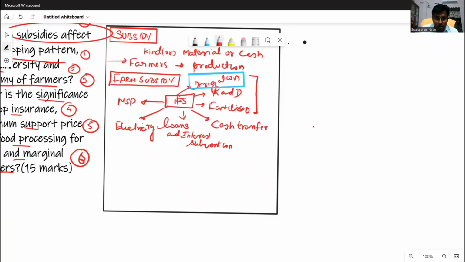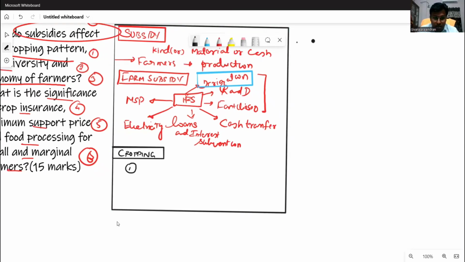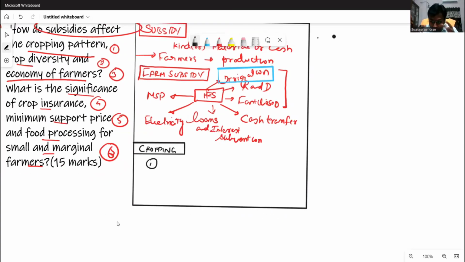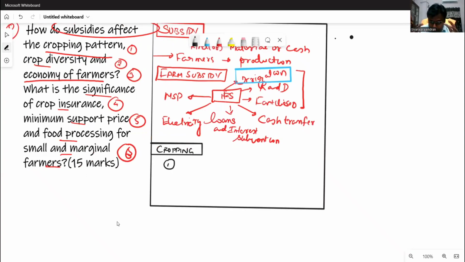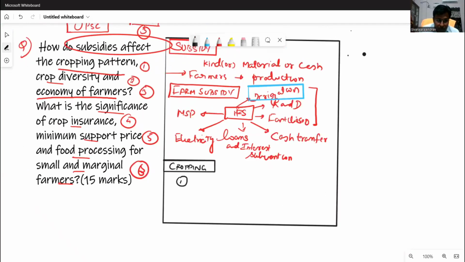Now I will start with the first: cropping pattern. How subsidy is affecting the cropping pattern, think about it. You see, this question has 6 parts, and all 6 parts have to be addressed. If you think about it, each part needs at least 3 points.